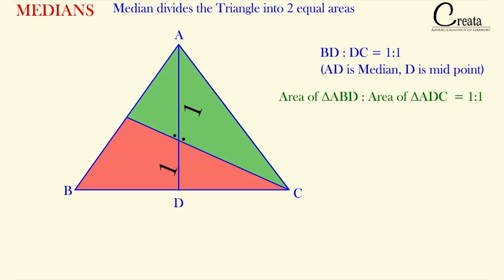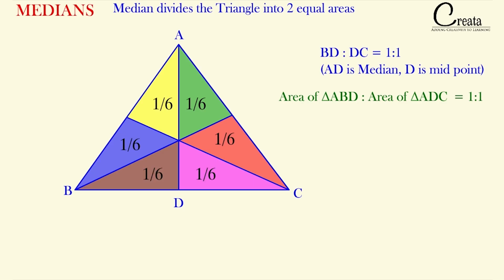Similarly, we can say these medians also divide the triangles into equal halves. If you observe, these medians have divided the triangle into 6 equal parts. That is, the area of all these triangles is equal, which will be 1 by 6 of the complete area. Okay, got the fundamental? The medians divide the triangle into 6 equal parts.